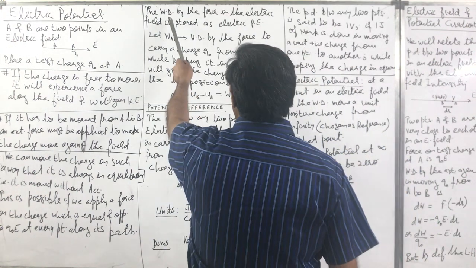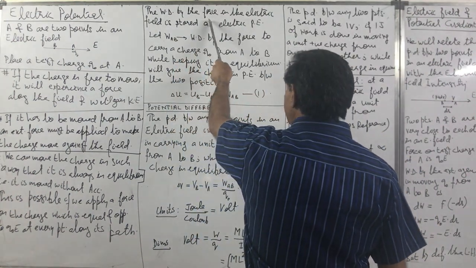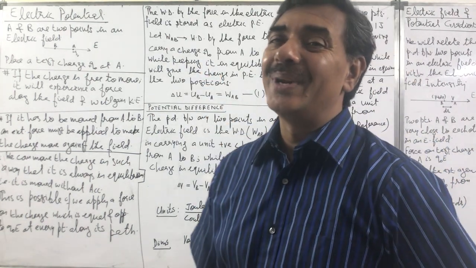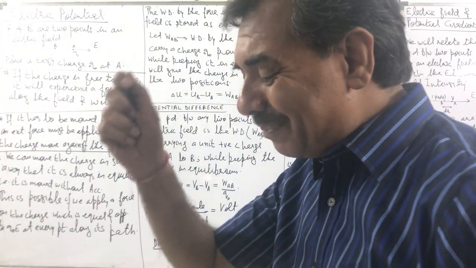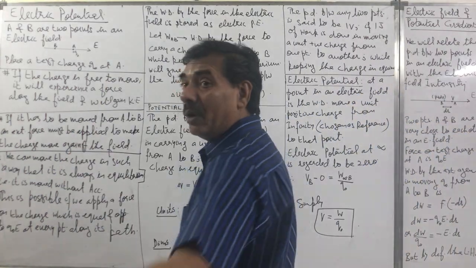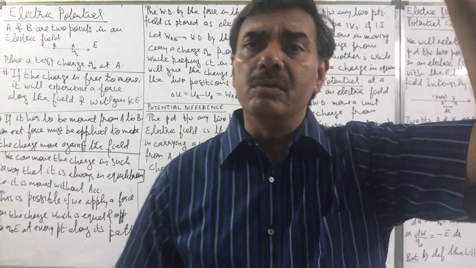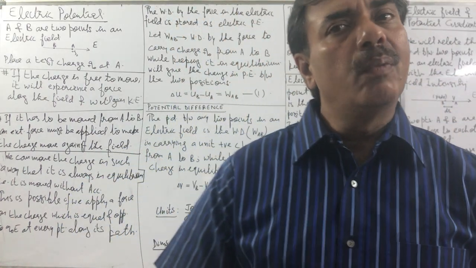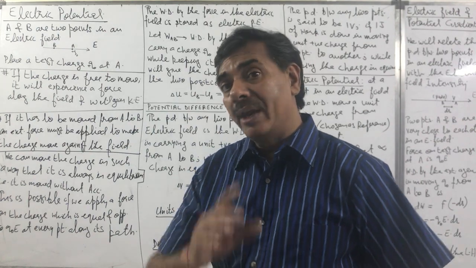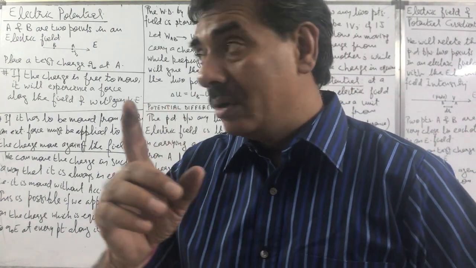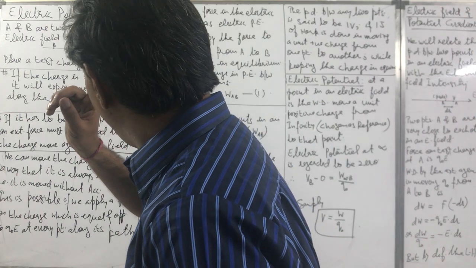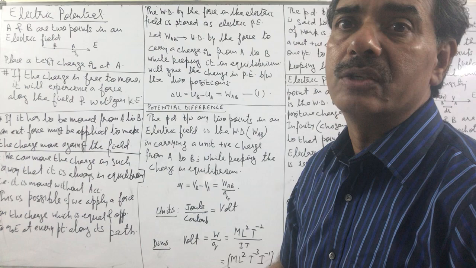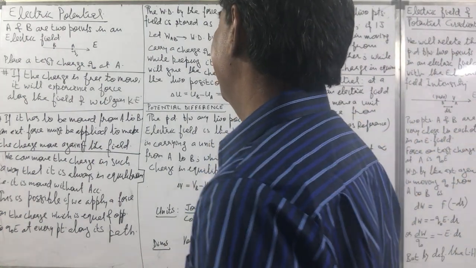This work done by the force in the electric field is stored as electric potential energy. If the work is done against the forces of gravitation by the external agent, it is stored as gravitational potential energy. And if the work is done by an external agent against the electric field, then it will be stored as electrostatic potential energy.